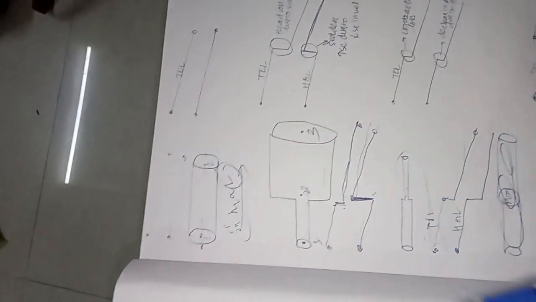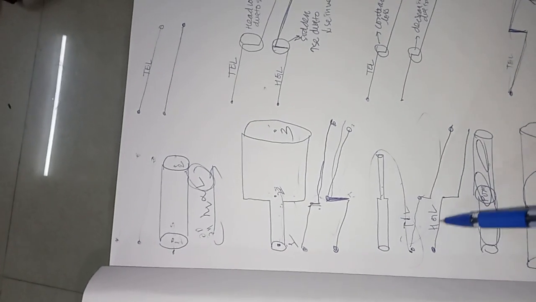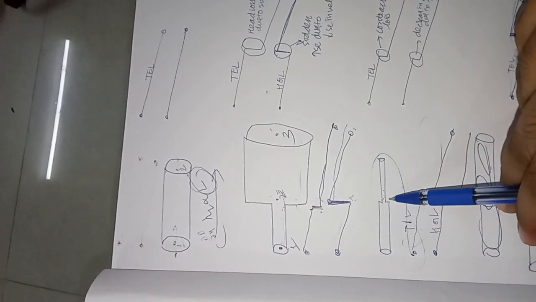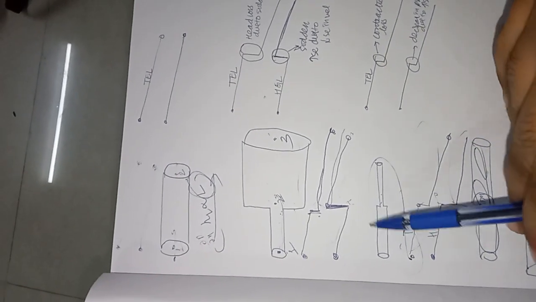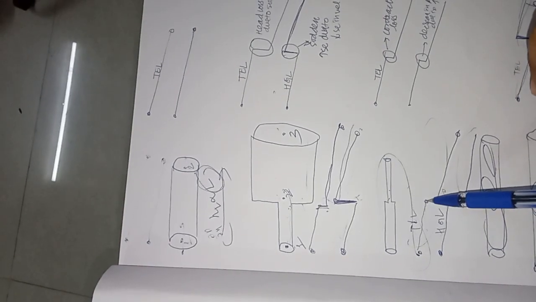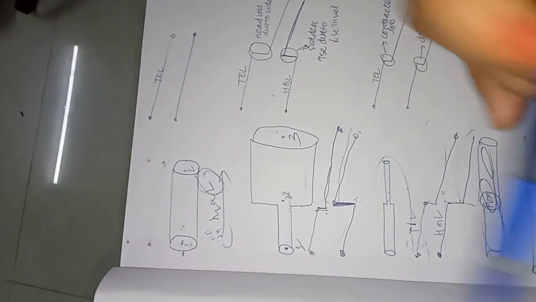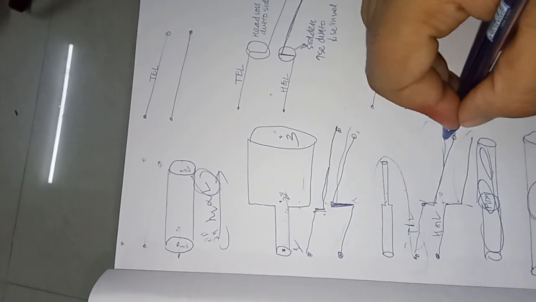Now sudden contraction. The hydraulic gradient line is like this. Pressure decreases. From here the velocity increases, so pressure suddenly decreases, and then again pressure decreases. Total energy line: due to friction it is decreasing. Now due to contraction there is another head loss involved, the contraction head loss. So it decreases and then again decreases.